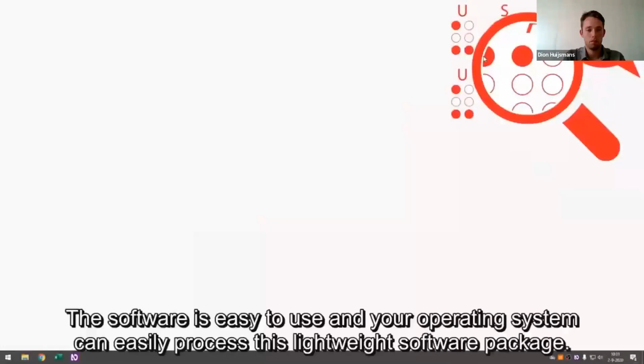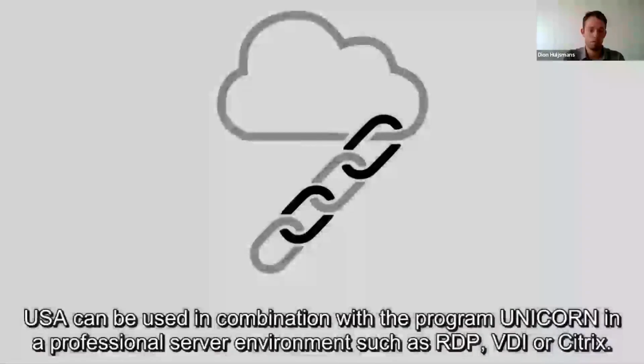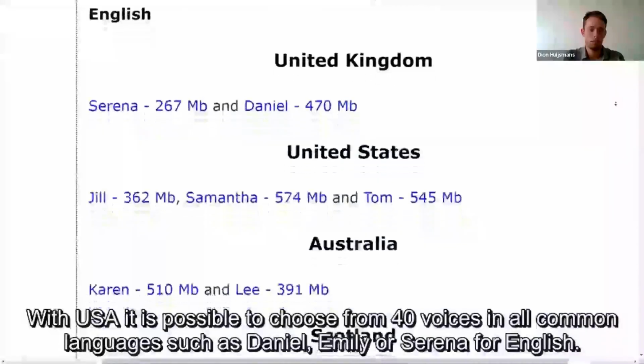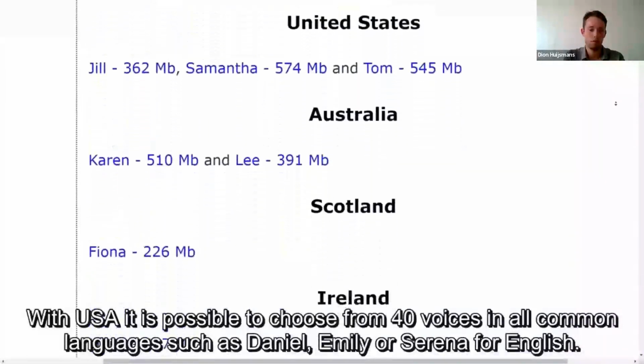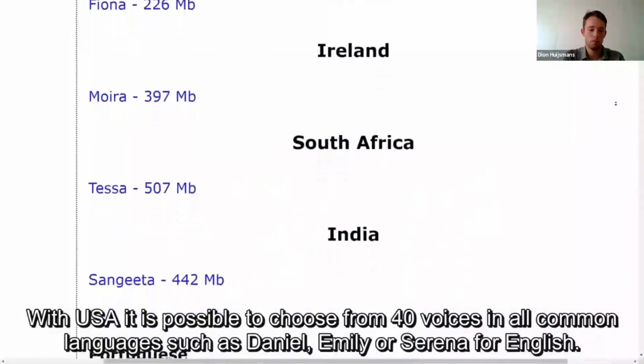The software is easy to use and your operating system can easily process this lightweight software package. USA can be used in combination with a program called Unicorn for professional server environments such as ODP, VDI, or Citrix. With USA, it is possible to choose from 40 voices in all common languages, such as Daniel, Emily, or Serena in the English language.